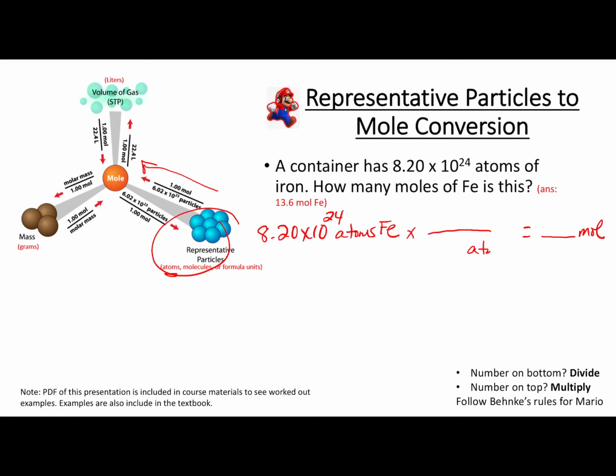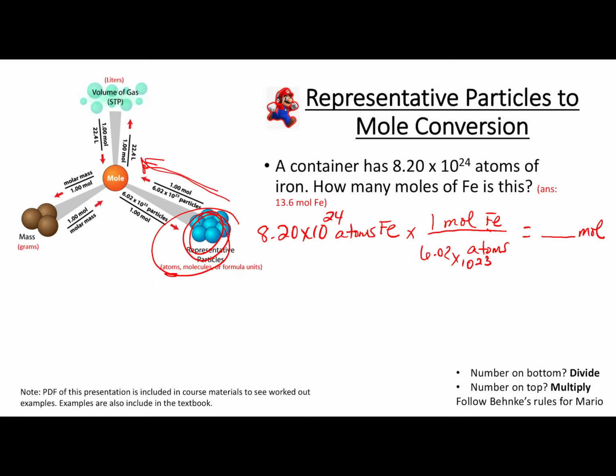I know that I need atoms down here because the denominator of my first conversion factor has to be the same as the unit in what's given. So I am going from representative particles to moles, and it looks like I have 1 mole of iron is 6.02 times 10 to the 23rd atoms. So in my calculator, I would type in 8.20 times 10 to the 24th times 1 divided by 6.02 times 10 to the 23rd. And again, you can eliminate that times 1 because it's not going to change anything.